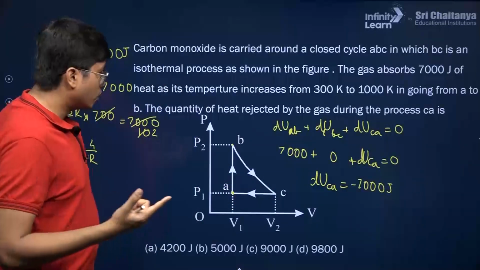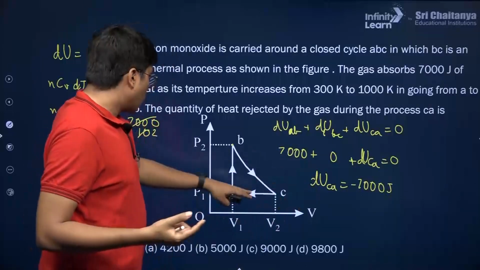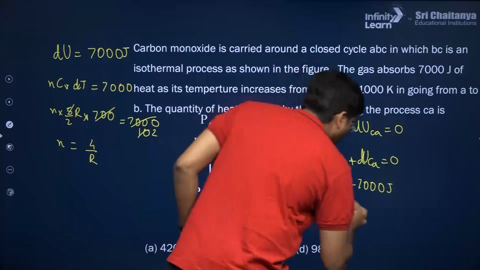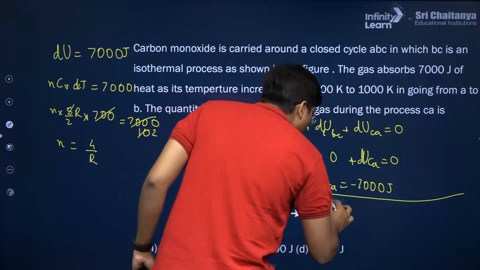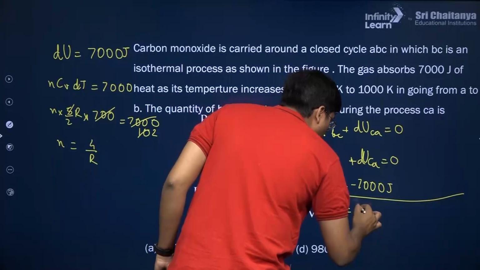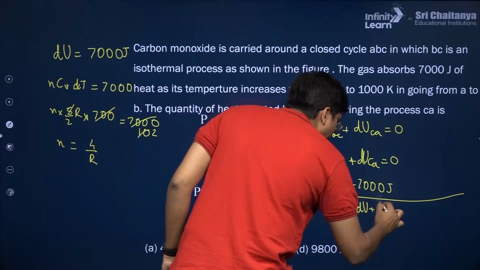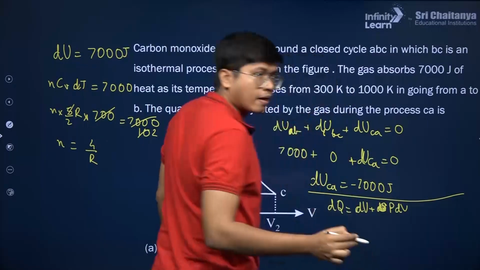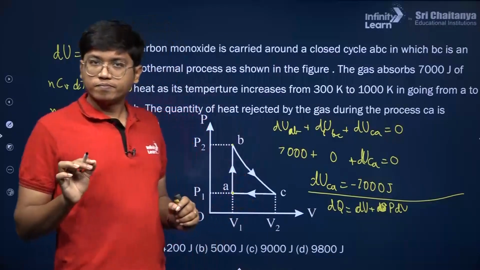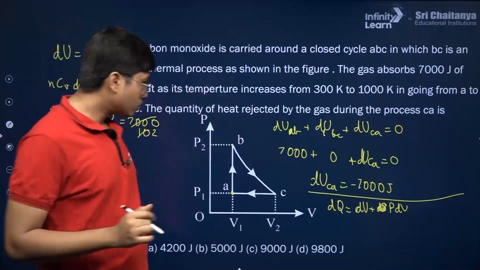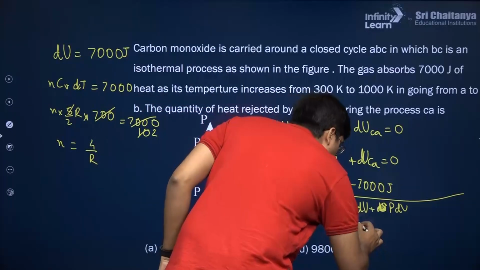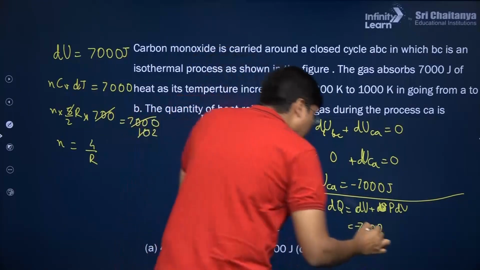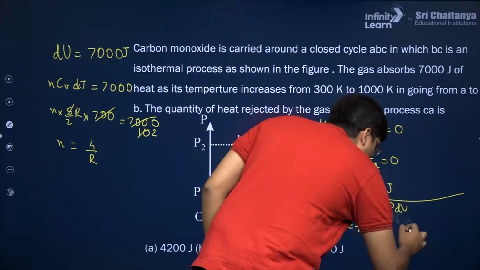There's a change in volume. So we have dU given by this. With regards to this, what is the work done? Let's solve it directly in the first law equation. So dQ is equal to dU plus dW. In place of dW, we write PdV. PdV is just nR dT because PV is equal to nRT. So dQ is equal to dU, which is minus 7,000 actually, plus PdV, which is nR dT.